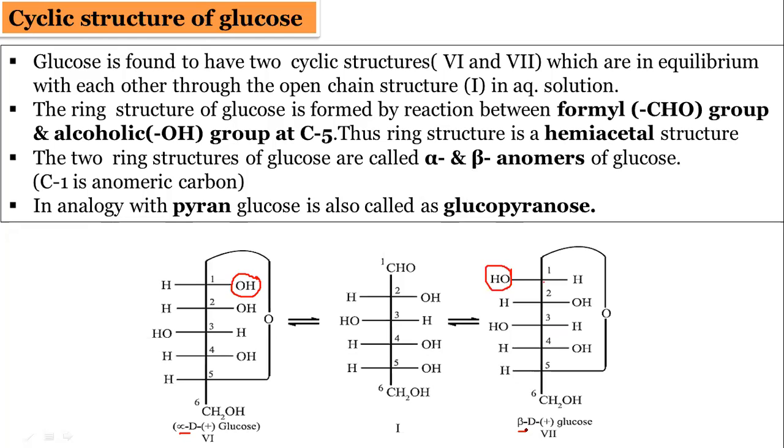The rest of the structure is the same. Check here, look. Here there is CH2OH, here also CH2OH. H, then here is also OH. Only there is a change in the OH groups which are attached to the first carbon. That is why that first carbon is called the anomeric carbon. Remember, anomeric carbon means there is a change in conformation, alpha and beta.